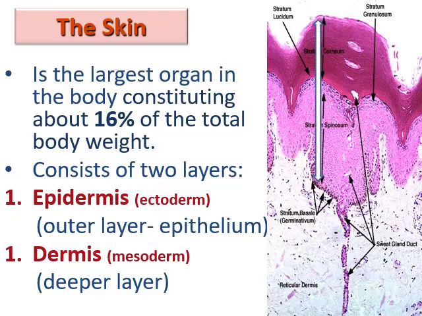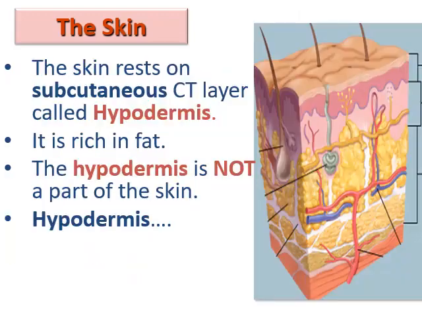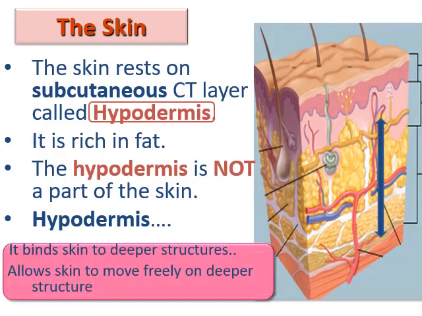It consists of 2 layers: epidermis, which is the outer layer, and it is ectodermal in origin, and the dermis, which is mesodermal in origin, and it is the deeper layer. The skin rests on subcutaneous connective tissue, which is called hypodermis. It is equivalent to subcutaneous fascia. It is rich in fat. Notice that hypodermis is not considered as a part of the skin.